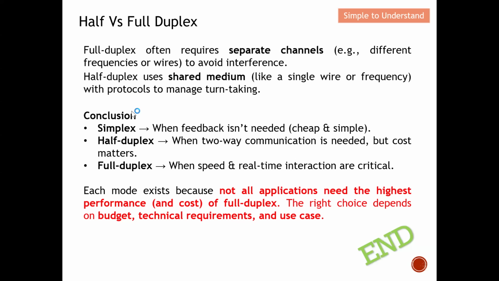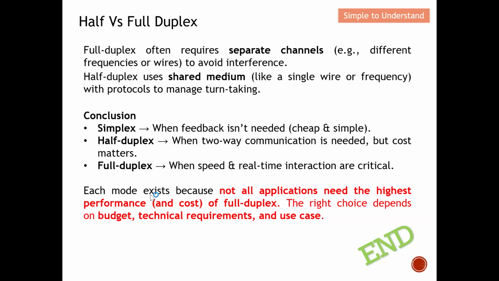In a simple conclusion, we prefer simplex when feedback isn't required, so basically it will be cheap and simple. As for half-duplex, it is used when two-way communication is needed but we want to reduce the cost. For example, the MBLT actually has this half-duplex function. Next is full-duplex, used when speed and real-time interaction are critical.